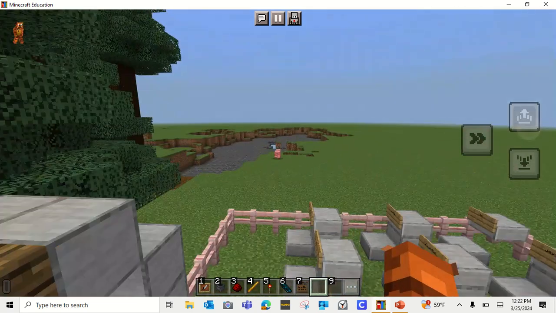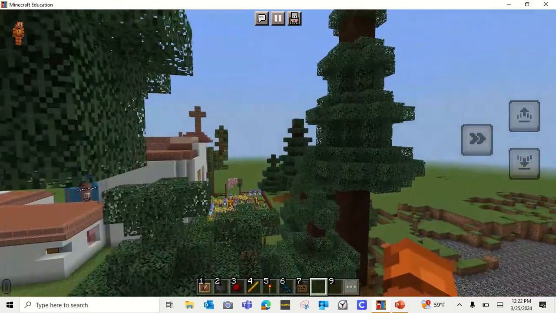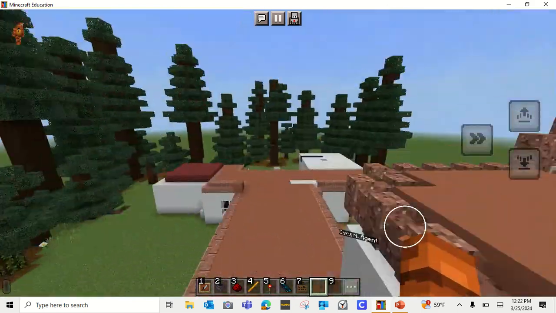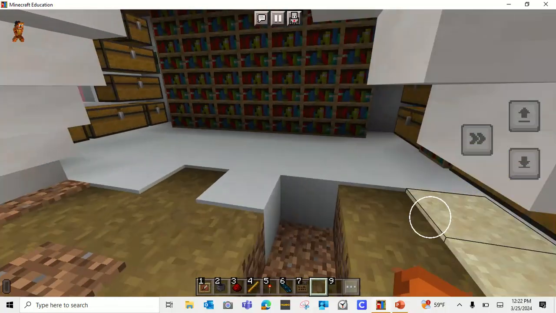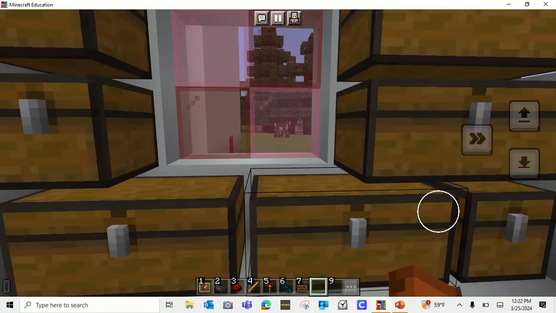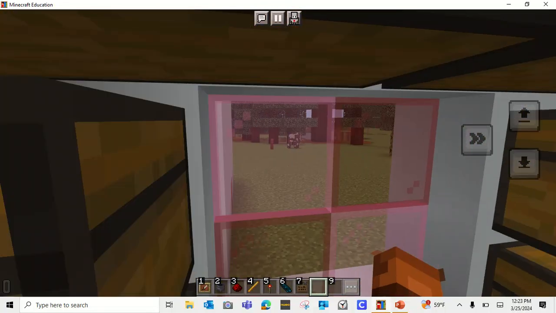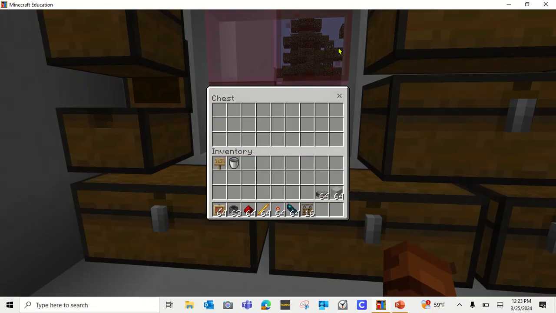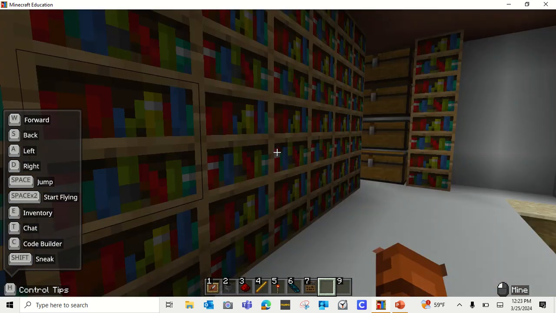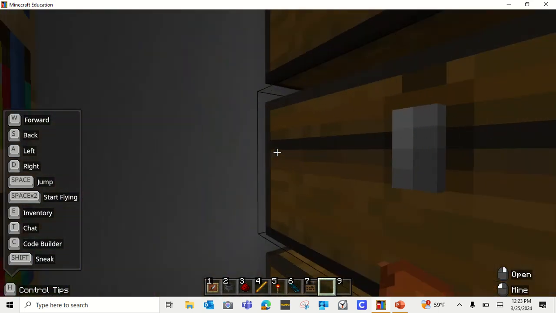Finally, I'll show you the storage. This is a storage where they put their clothes, their weapons, and shoes, gloves, and more stuff.